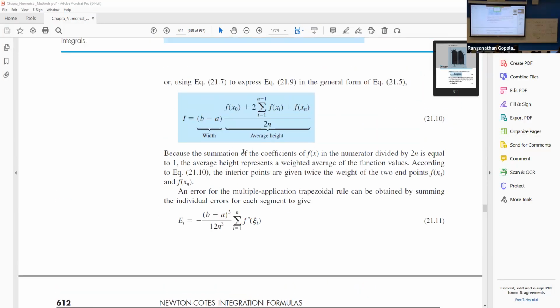So formulas that you need to remember are pretty much what I listed here. Equation 21.3 single application, equation 21.10 multiple application with n segments, and equation 21.11 is the error estimate. Okay. It would really help you if you knew where to look during the exam, because it usually is stressful. You don't want to keep searching then. Okay, so note it down.